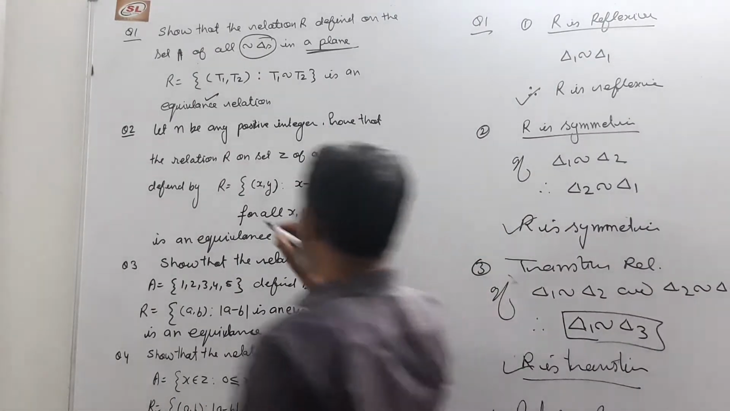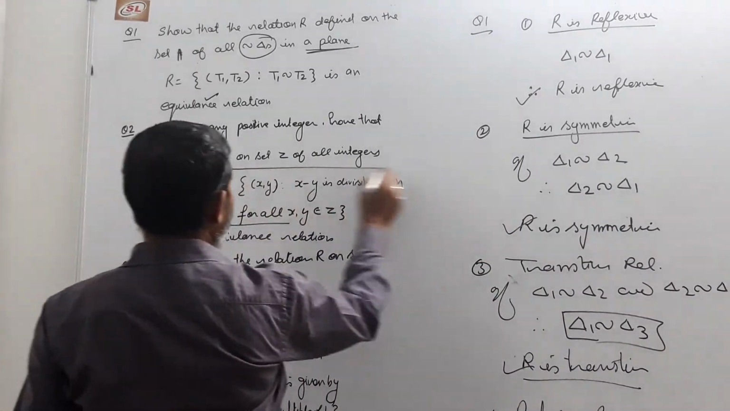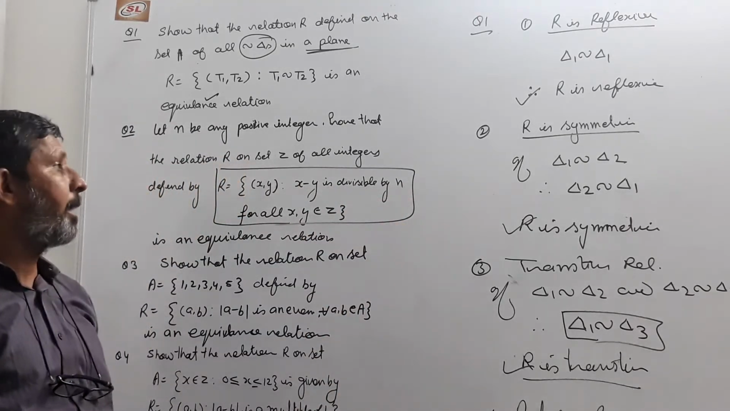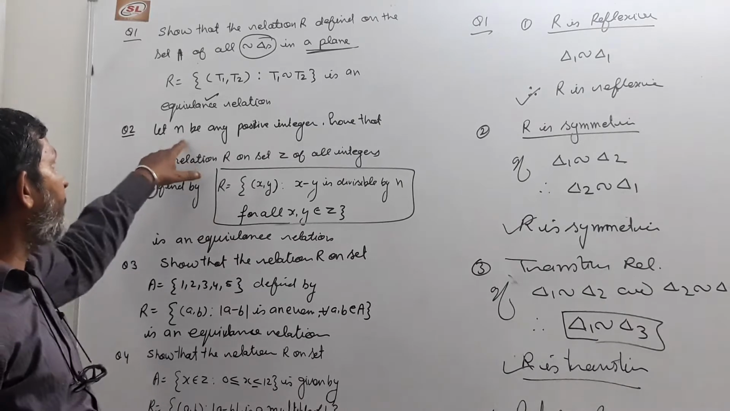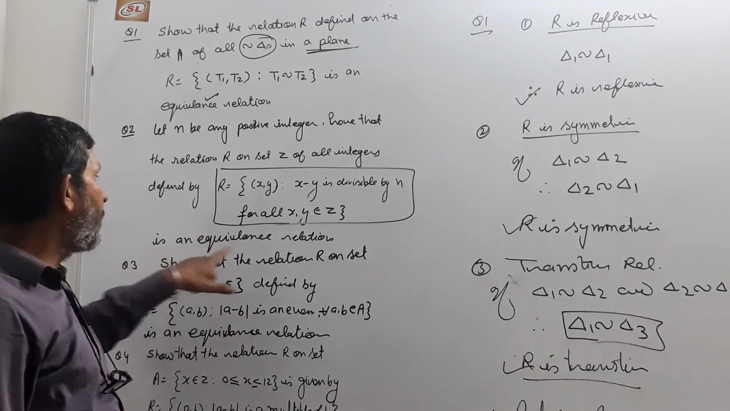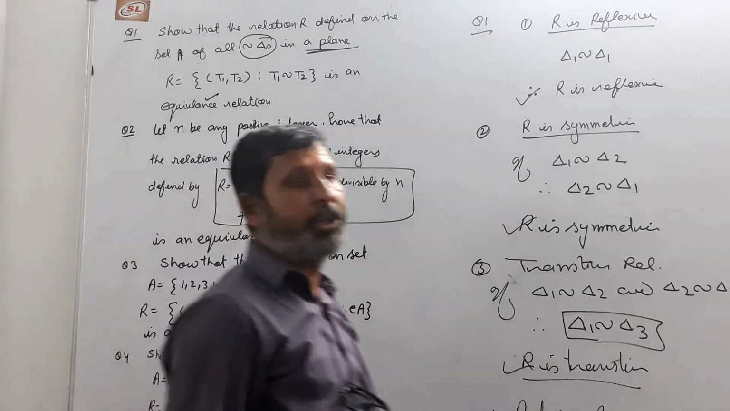This is the main condition of this relation, that x minus y is divisible by n. What is n? n is any positive integer. Again we prove that this relation is an equivalence relation.